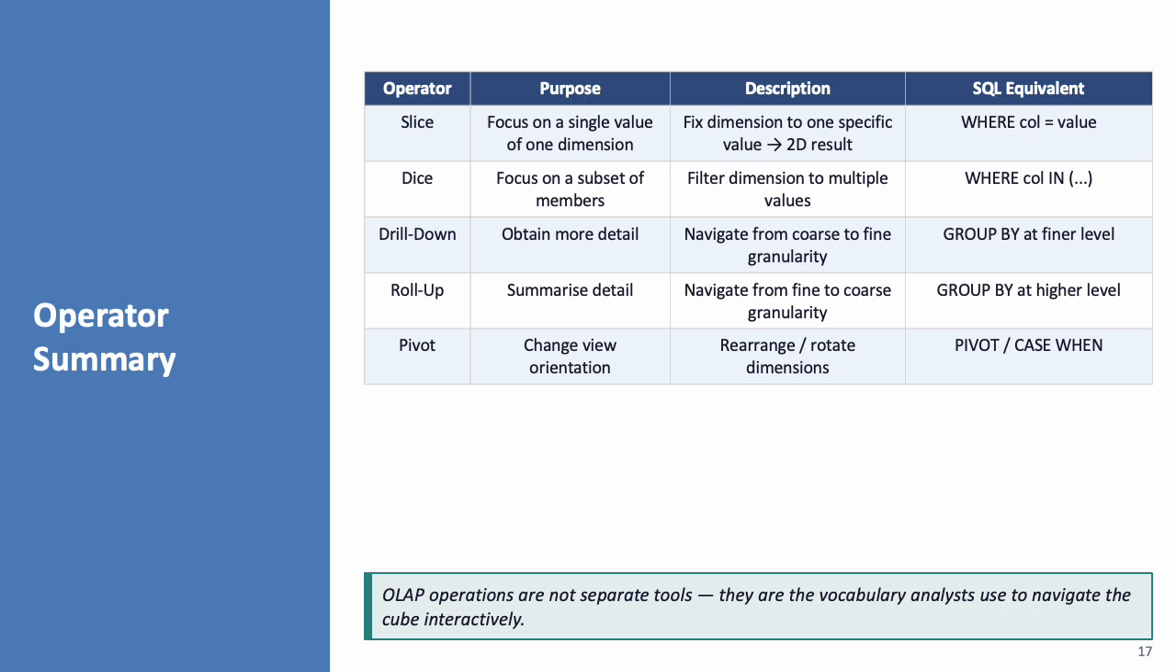Pivot: the purpose is to present the same data in a different orientation. The operation rearranges the dimensions without changing any values. In SQL, this is achieved using case when expressions to transpose row values into separate columns. The most important takeaway from today's lecture is captured here.